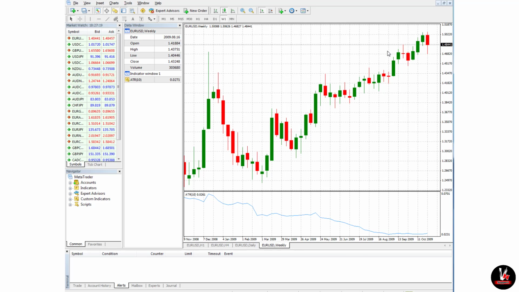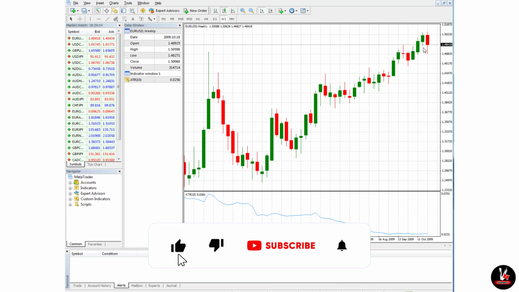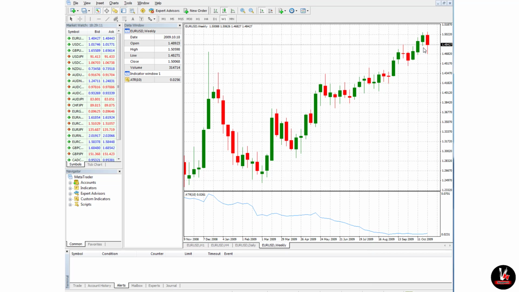Let's find out what that was. The previous week's high was 1.50598. So I'm going to place a short order. I'm going to sell, and I'm going to place a stop above that high, 5 pips in fact above that high. Placing that 5 pips above would be 1.50648.